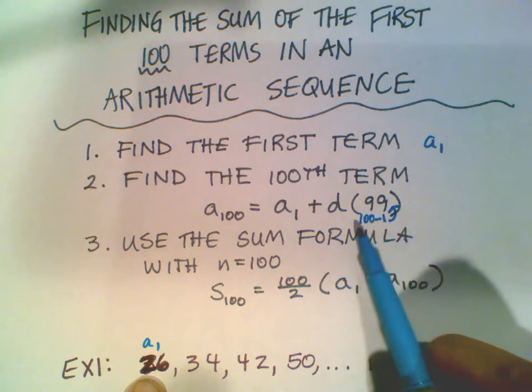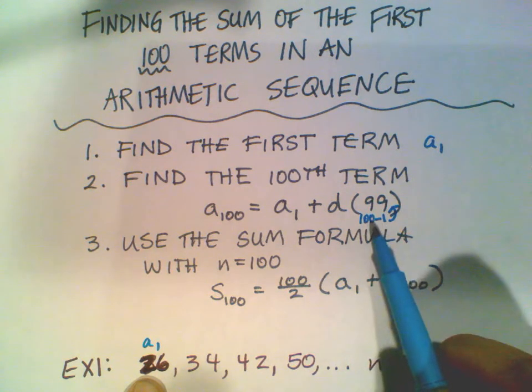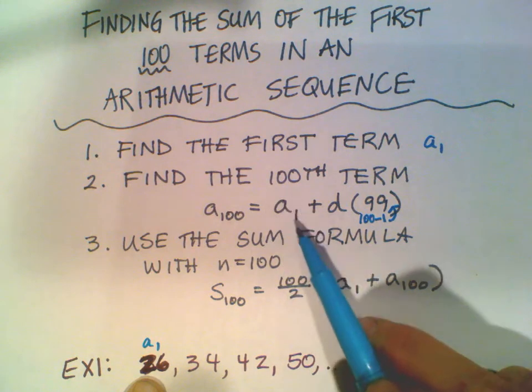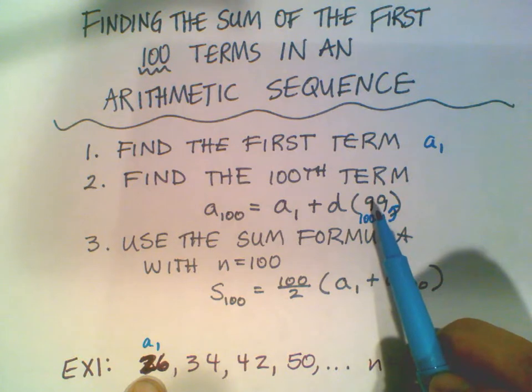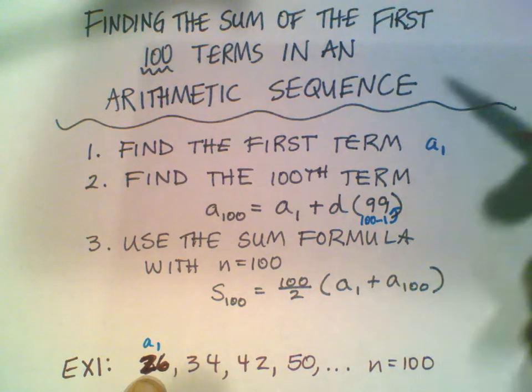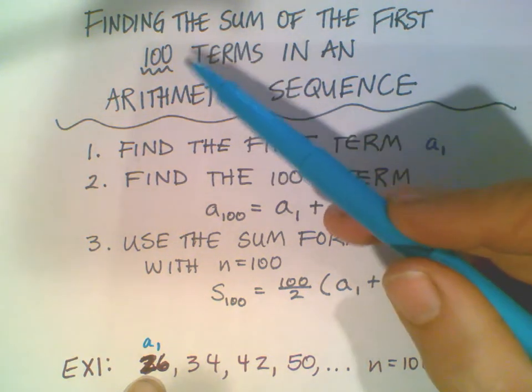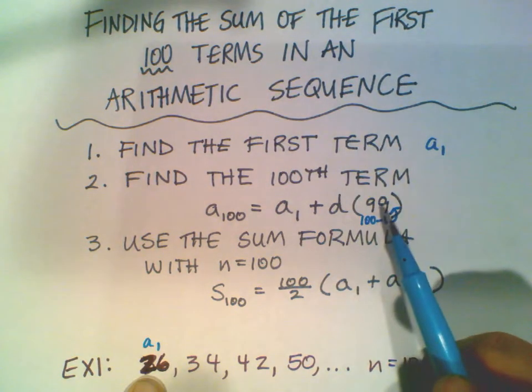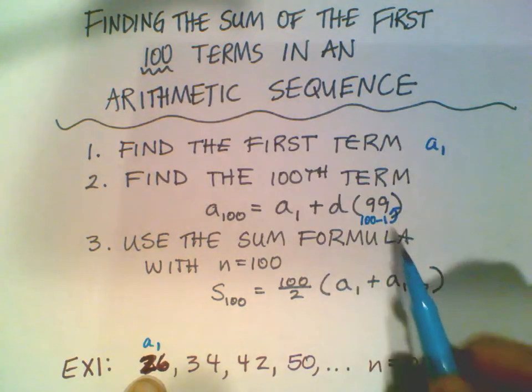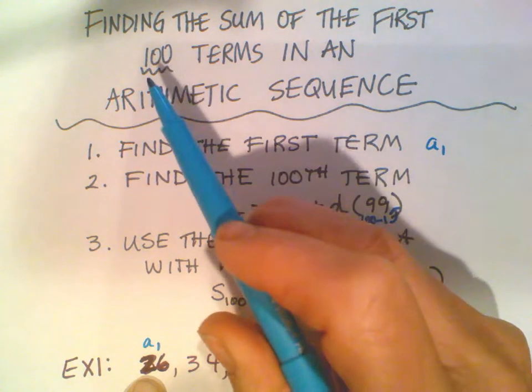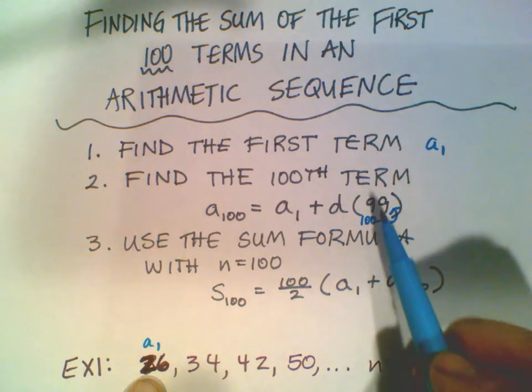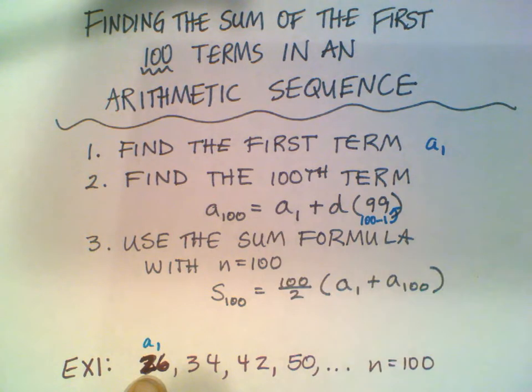So remember that 99 comes from 100 minus 1 because we already have the first term accounted for, so we're looking at 99 terms after that, basically. And so if I wanted to find the 90th term, this would be 89. If I wanted to find the 80th term, this would be 79. If I wanted to find the 22nd term, this would be 21. But the concept is pretty much the same. I always have to do n minus 1, one less n there than I am looking for.